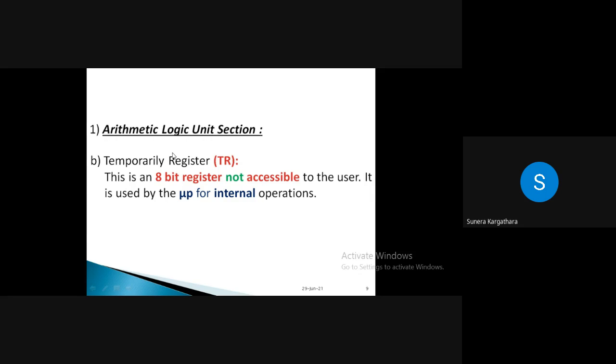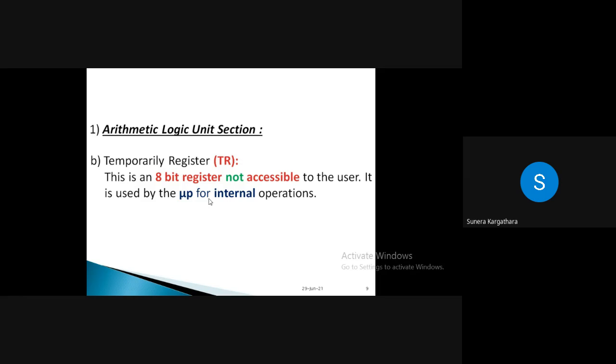Okay. Now after this, the second subsection of the ALU section is the temporary register. This is also again an 8-bit register. Make sure this TR is not accessible to the user. This temporary register is for the internal operation of the microprocessor. We cannot store or take the data from TR. What I'm trying to tell you is, whenever you are performing any arithmetic or a logical operation, your one data must be stored in the accumulator. Another data will be available to ALU through TR.